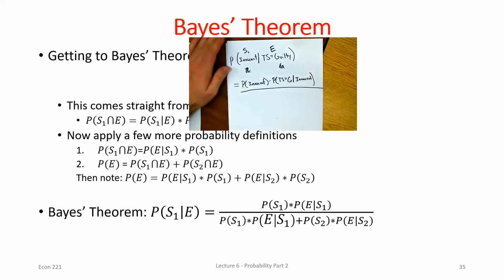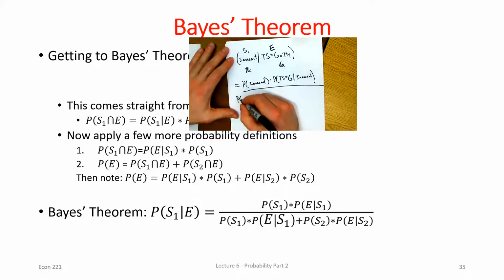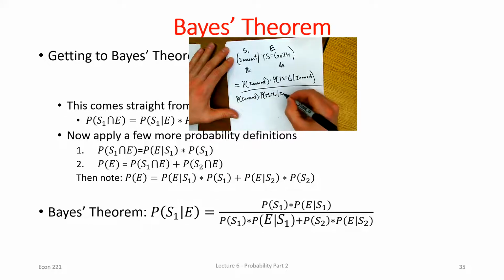divided by, notice the first part of my denominator is the exact same as the numerator here, right? So I can actually just rewrite that. It's the exact same thing I have up above. So the probability they're innocent times the probability that the truth serum makes them say they're guilty, given they're innocent.